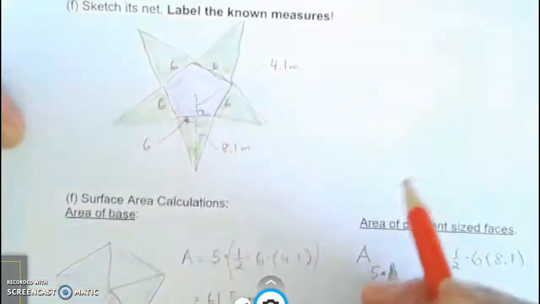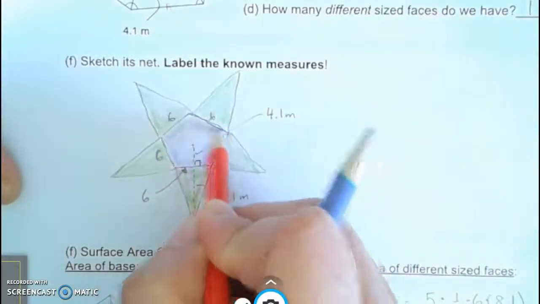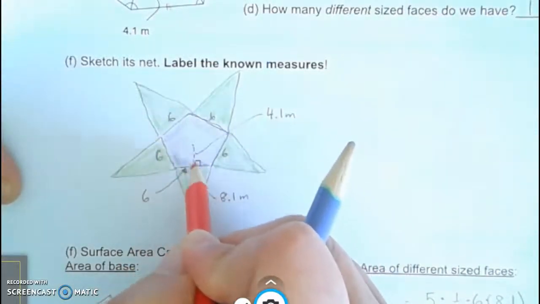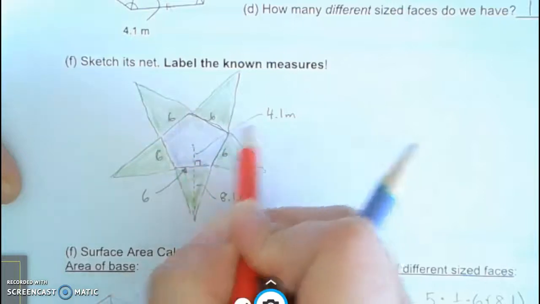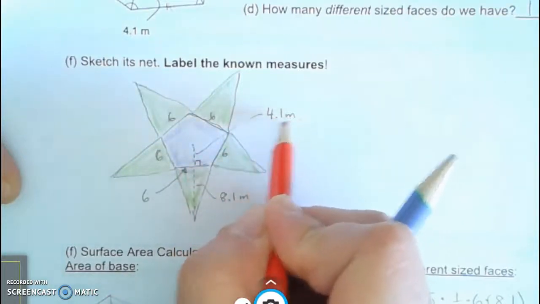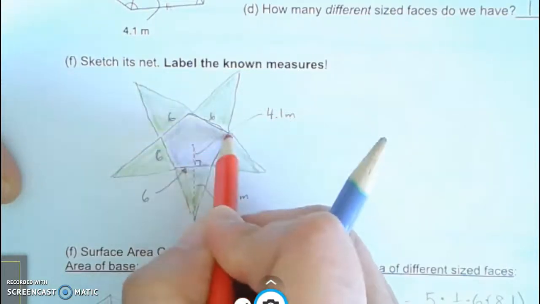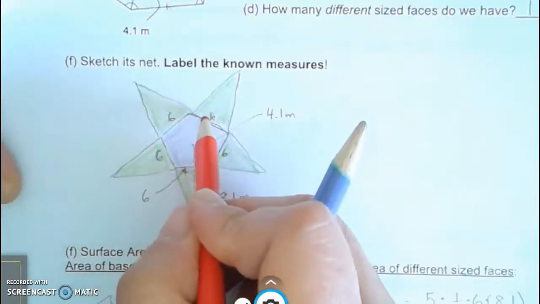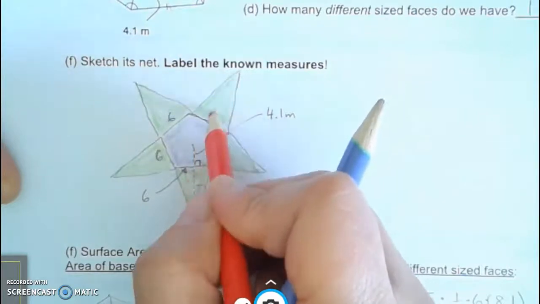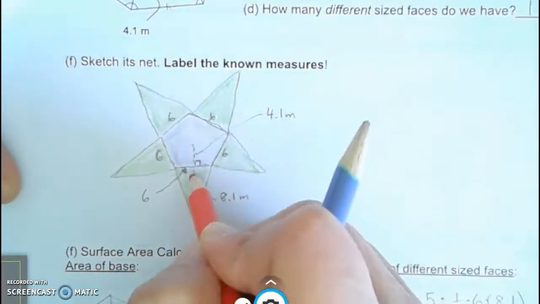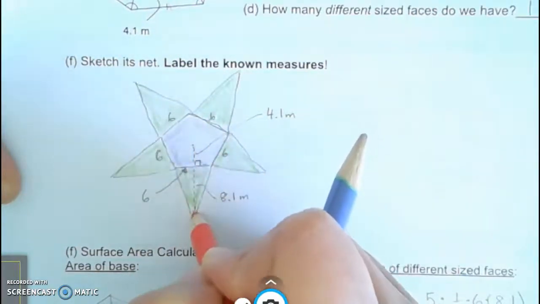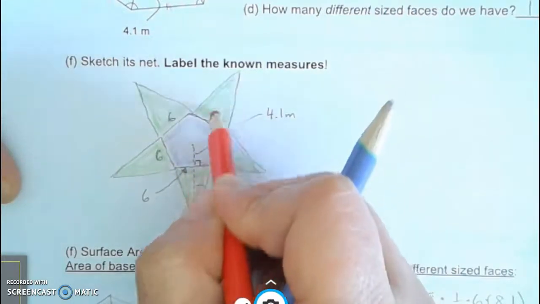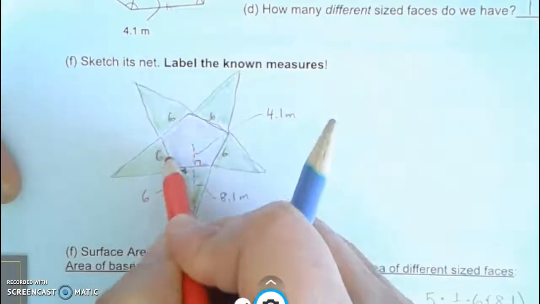So if I was to draw the net, here is my base. The base is the pentagon with the given length of the bottom being 4.1 meters. And we're told that each side is 6 meters. And the lateral slant height of the pyramid, we're told, is 8.1 here. So each triangle's height is going to be 8.1 and the base is going to be 6.